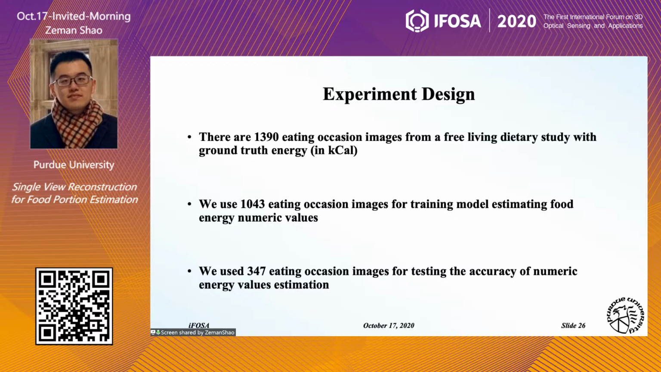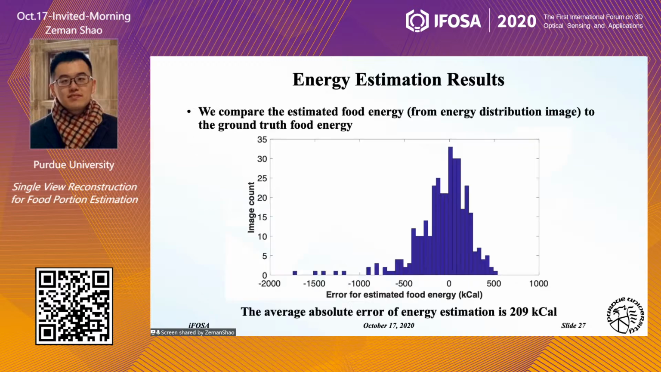So here's our experimental design. We use 1,318 location images from a free living dietary study with ground truth energy. And we use 1,043 of them for training the model, and 347 of them for testing the accuracy of the estimated energy.